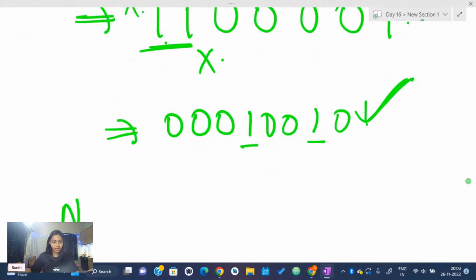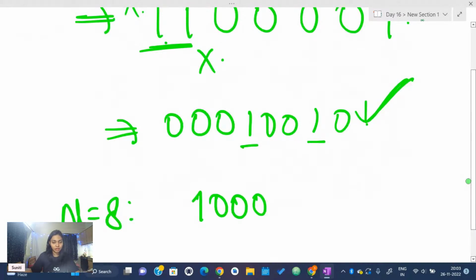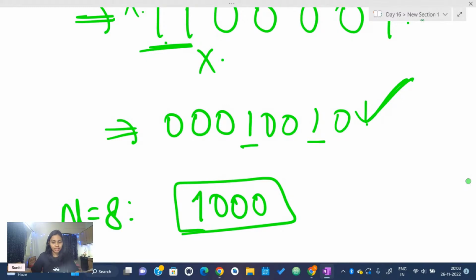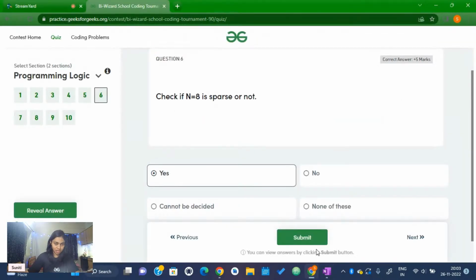Now we have n is equal to 8. The binary representation of 8 is this. Now no 2 consecutive bits are set here, right? So we can safely say that n is 8 is a sparse number. That's why yes is our answer to the question.